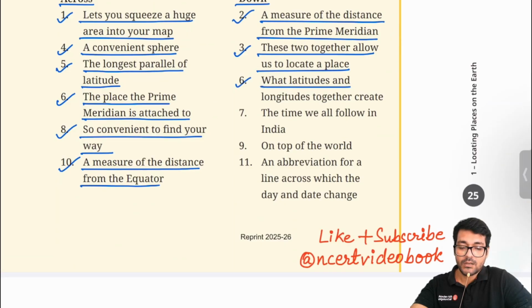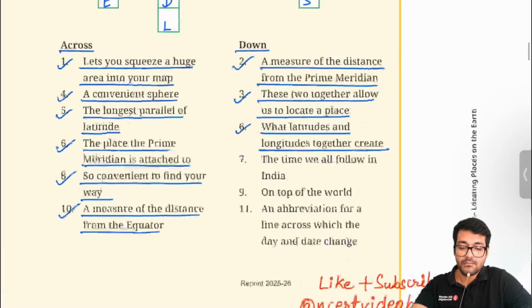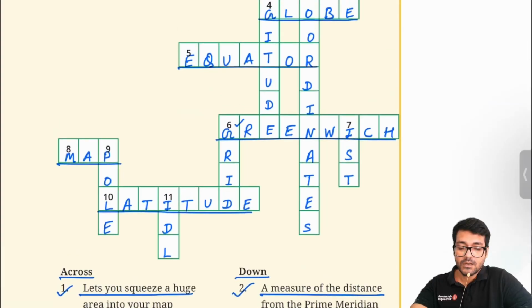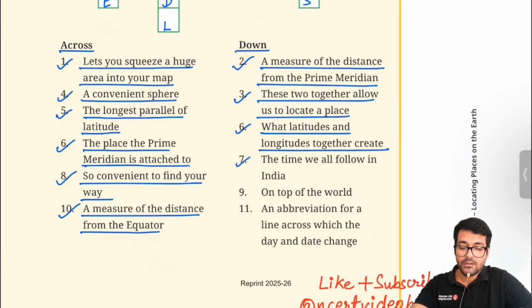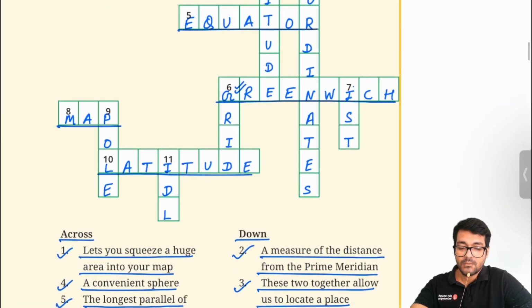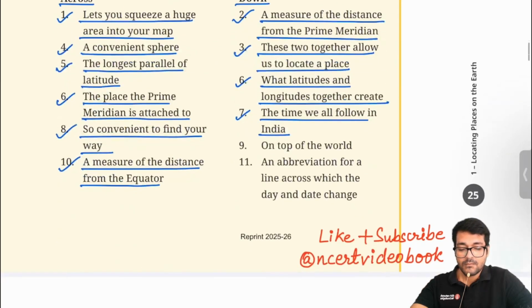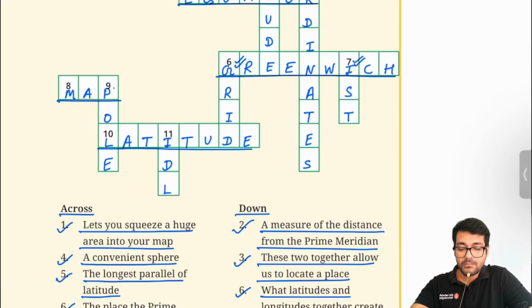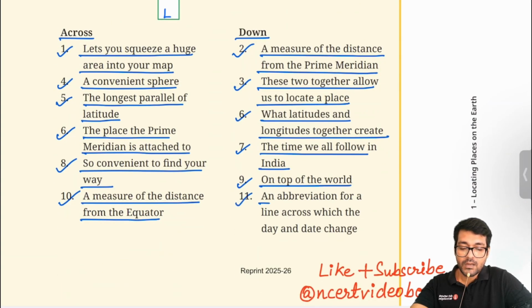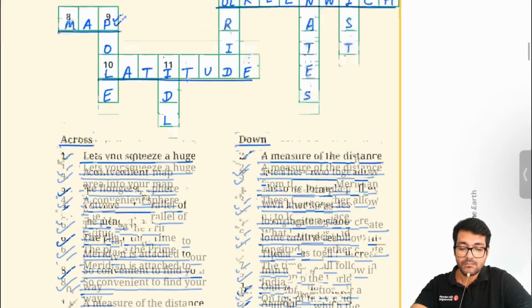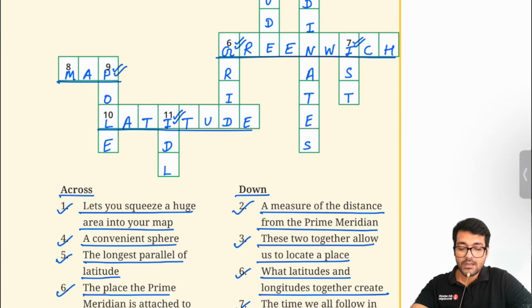6. What latitudes and longitudes together create. Grid. 7. The time we all follow in India. IST. 9. On top of the world. Pole. 11. An abbreviation for a line across which the day and date change. IDL.